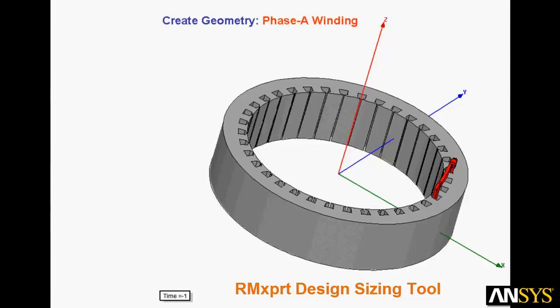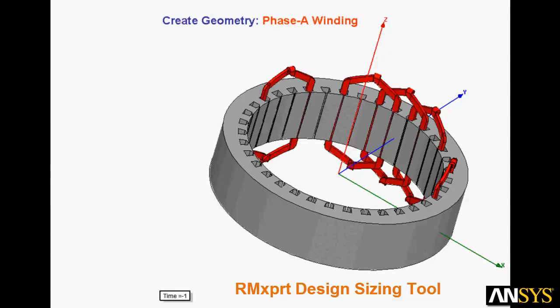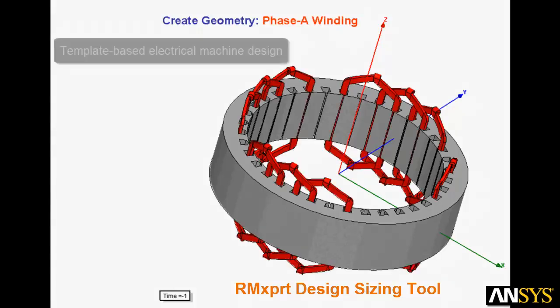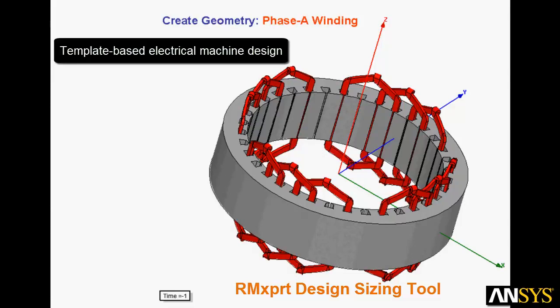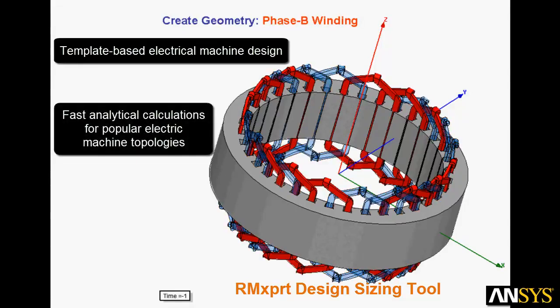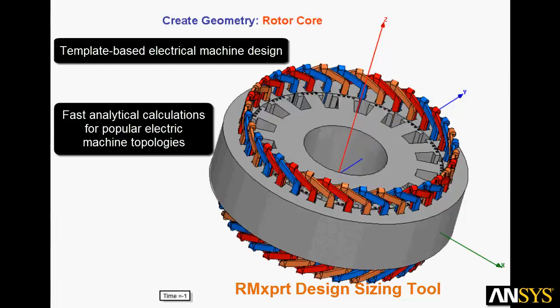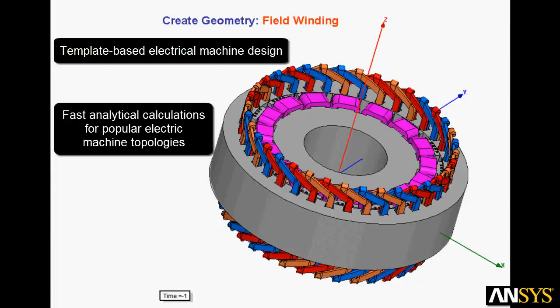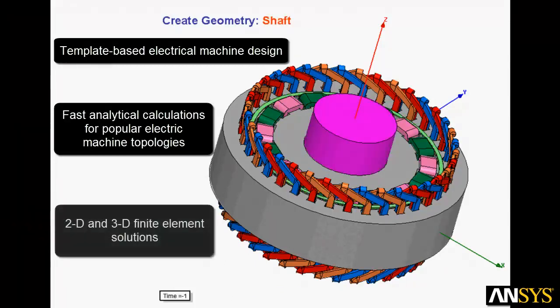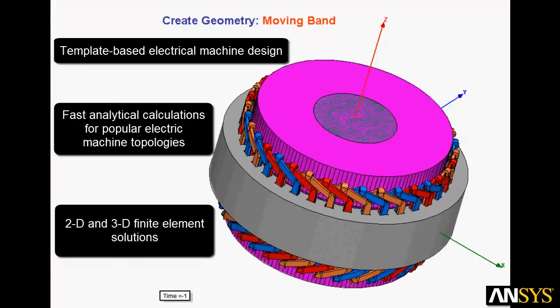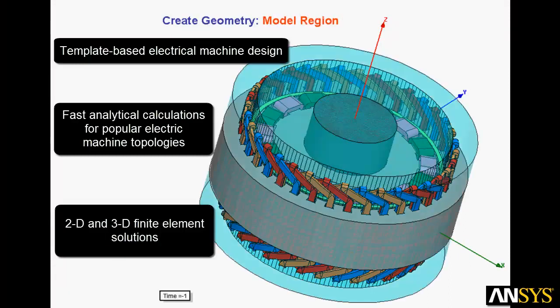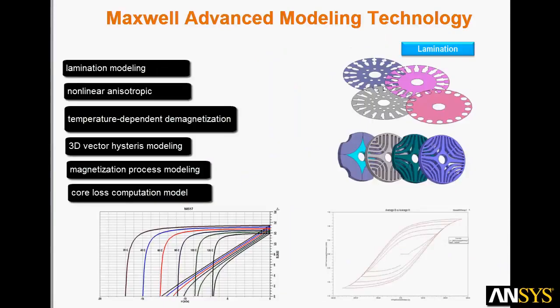The first step in the flow is to apply the Ansys RMExpert design sizing tool. RMExpert is a template-based electrical machine design tool that provides fast analytical calculations of machine performance to allow engineers to zero in on an appropriate design. You can select from many motor types and create custom designs to your specifications quickly. It then creates ready-to-solve 2D and 3D models for detailed transient finite element calculations in Ansys Maxwell.